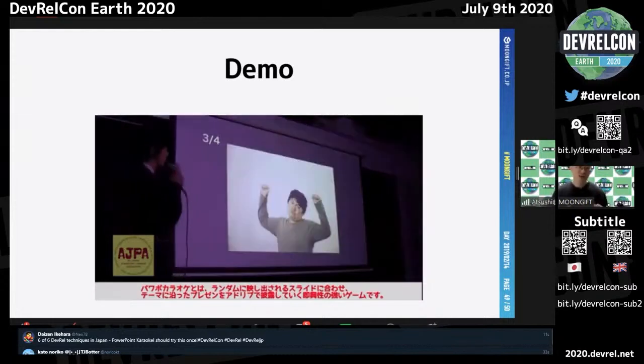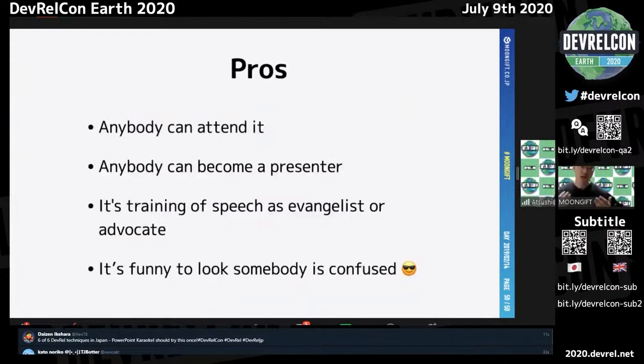PowerPoint karaoke is good for your event because anybody can attend as speakers. They don't need to prepare anything. My friend Imura-san, who worked at Nexmo, Slack, and currently works at Microsoft, challenged PowerPoint karaoke all the time. She said it's a very good experience to train presentation for developer advocates or evangelists. And again, PowerPoint karaoke is very funny to watch somebody confused or worried about it.